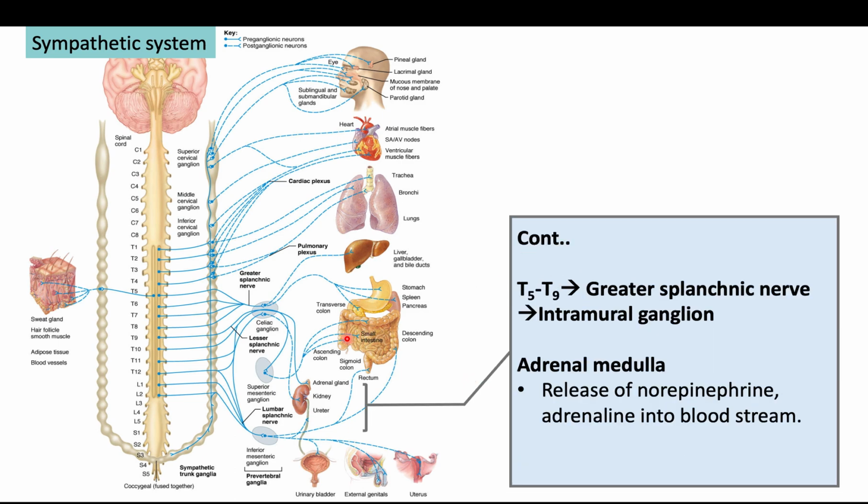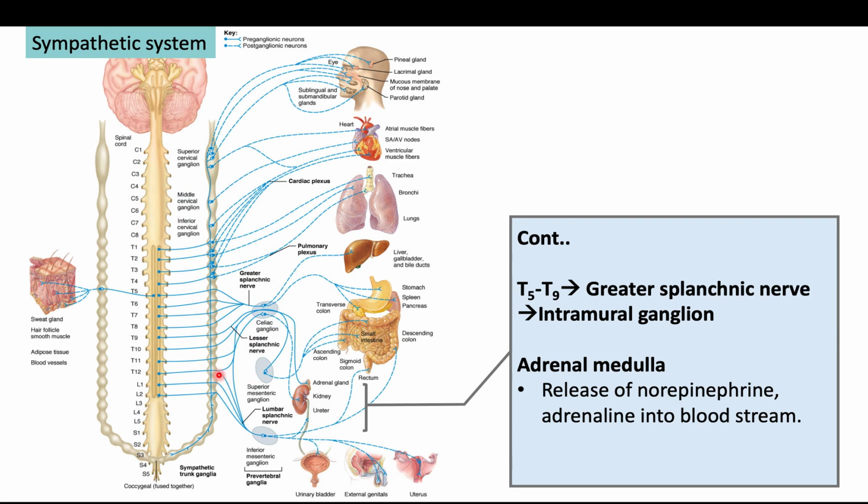Continue again on the greater splenic nerve. Okay, part of it will go from T5 to T9, straight away from here to the lesser splenic nerve. This one is the lesser splenic nerve. Part of it will go to the intramural ganglion, from the greater splenic nerve, which is at the adrenal medulla. In the adrenal medulla, it will release epinephrine or adrenaline into the bloodstream.